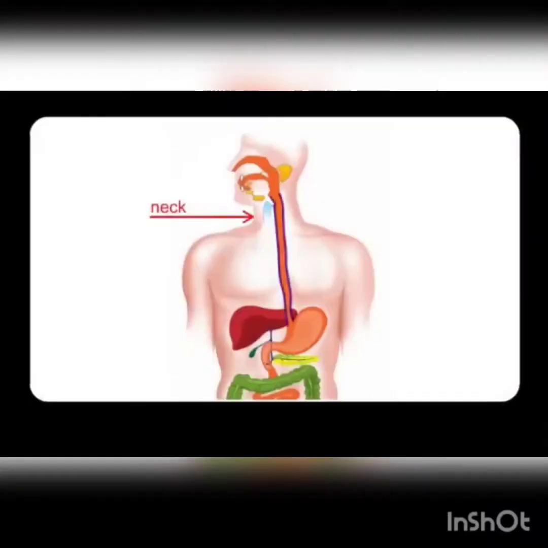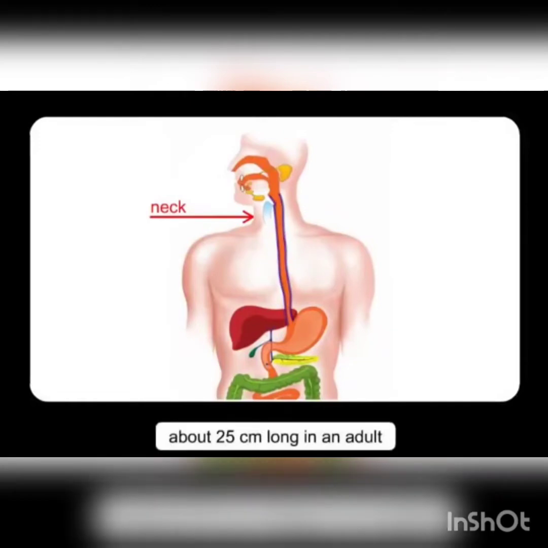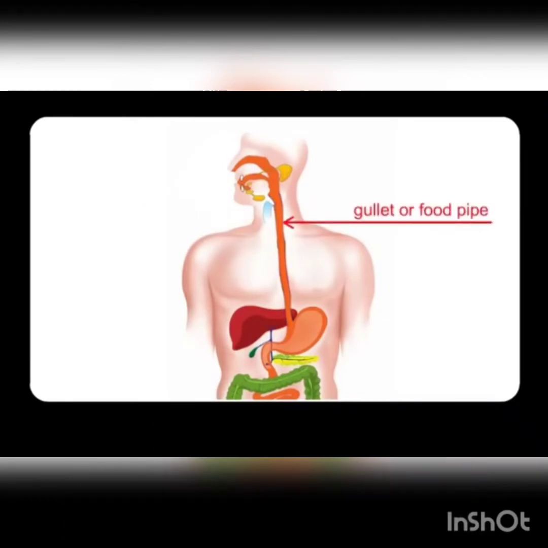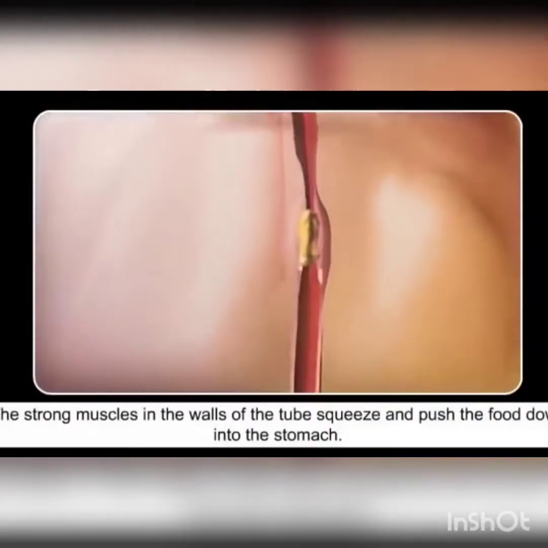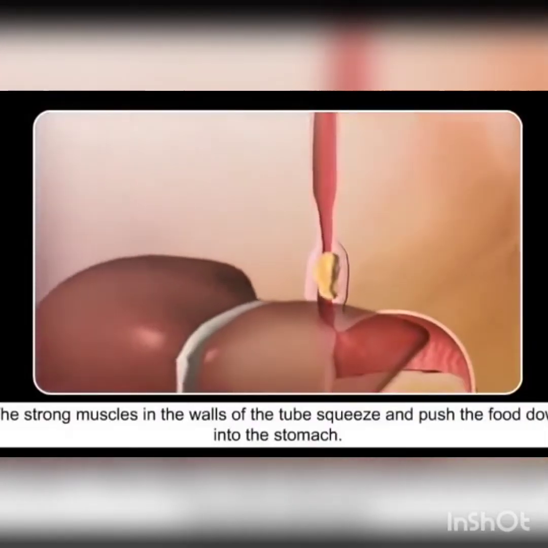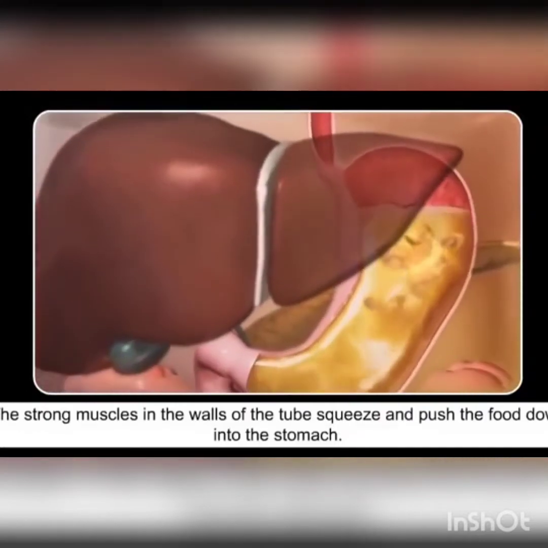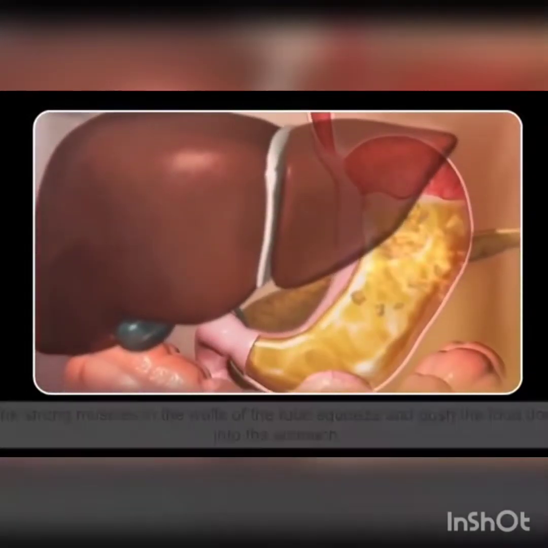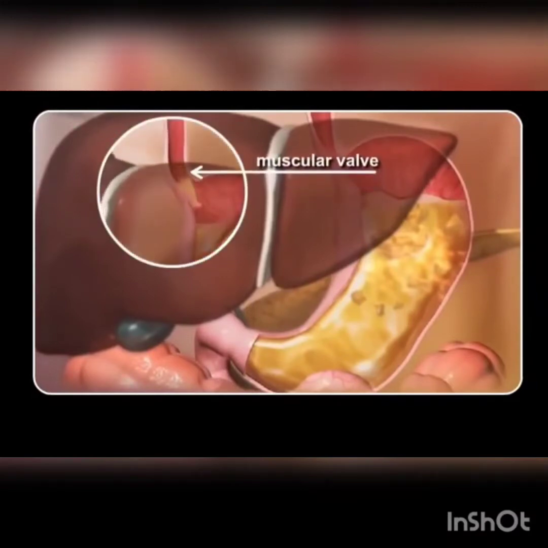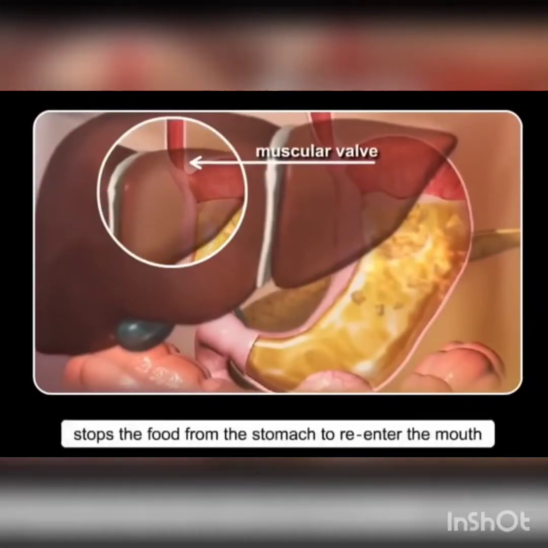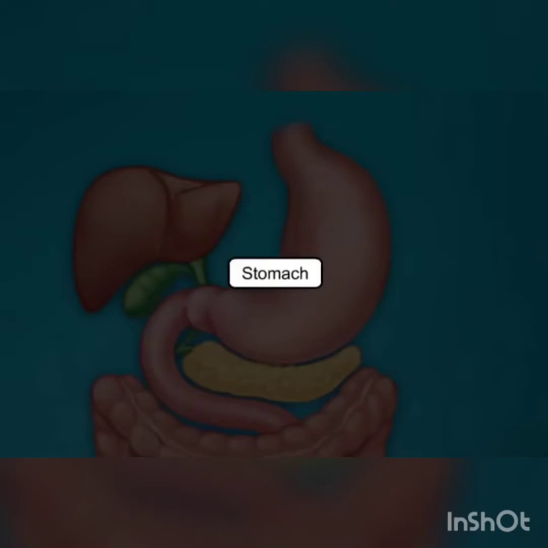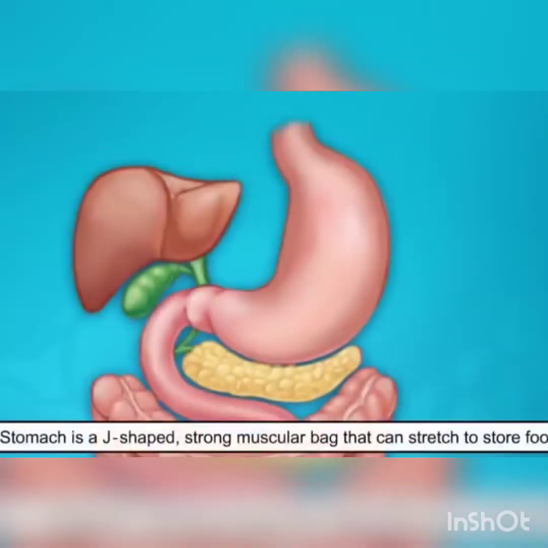Okay, this is a tube-like structure and it is present inside the neck. Okay, children, it is about 25 centimeters long in an adult, and it is also known as the gullet or food pipe. And the strong muscles in the walls of the tube squeeze and push the food down into the stomach. Then the muscular wall that is present in the esophagus helps to stop the food from the stomach from re-entering the mouth.